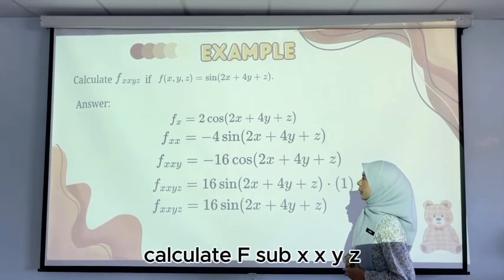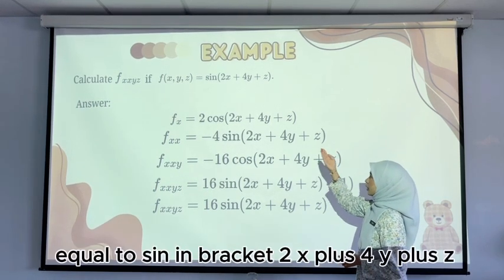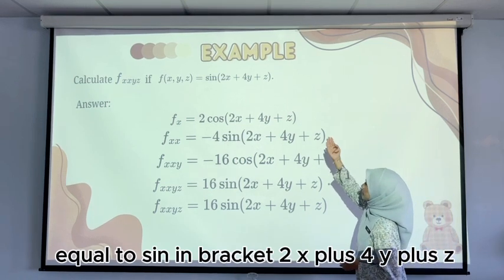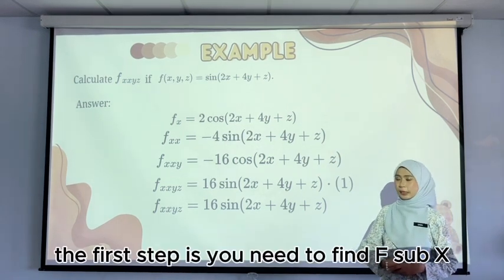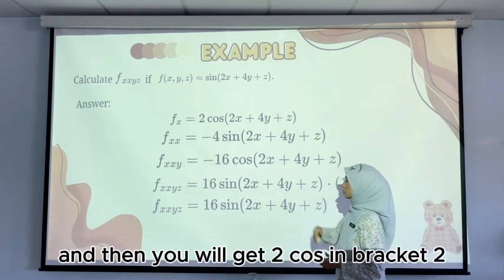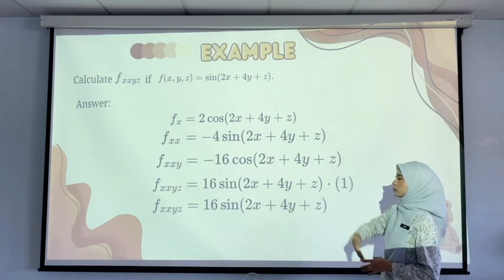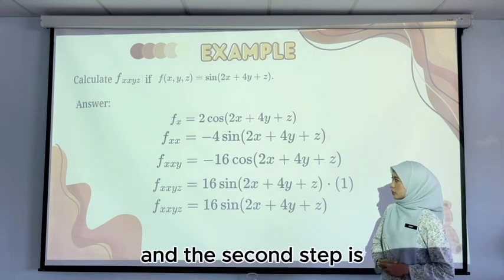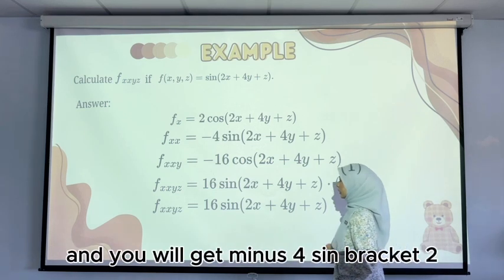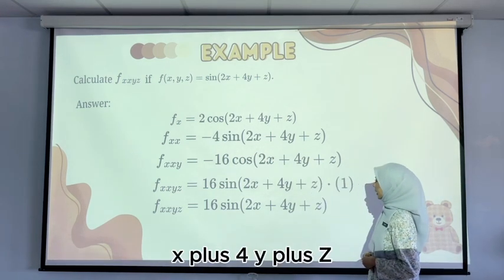Calculate f sub xyz if the function f of x, y, z equals sine in bracket 2x plus 4y plus z. The first step is you need to find f sub x, and then you will get 2 cos in bracket 2x plus 4y plus z. And the second step is you need to differentiate f sub x, and you will get minus 4 sine in bracket 2x plus 4y plus z.